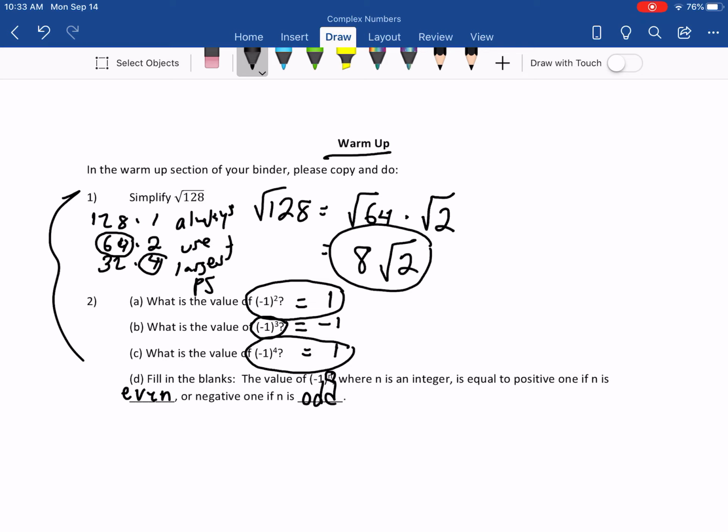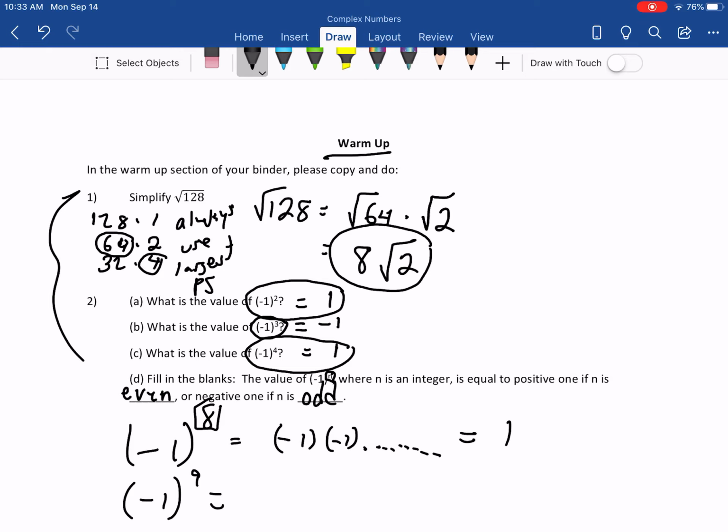Okay, so if I want negative 1 to the 8th, negative 1 to the 9th, we could write out negative 1 times negative 1, 8 times. Or we can just notice that the exponent is even, so this is going to be positive 1. For negative 1 to the 9th, again, we could write out negative 1 9 times, but we don't want to do that. We want to use the patterns we observed above. So negative 1 to the 9th is going to be negative 1 because the exponent there is odd.